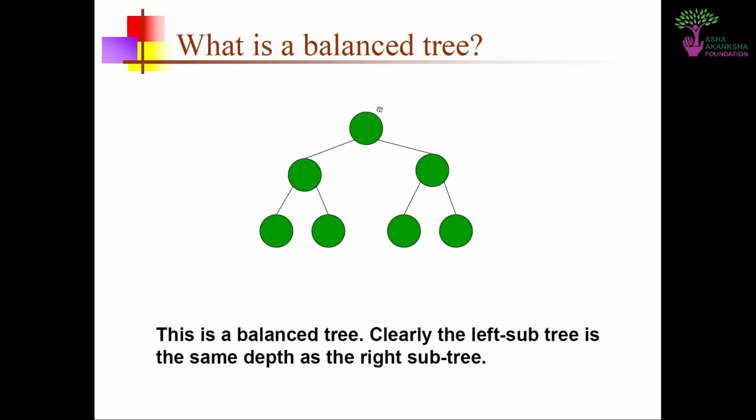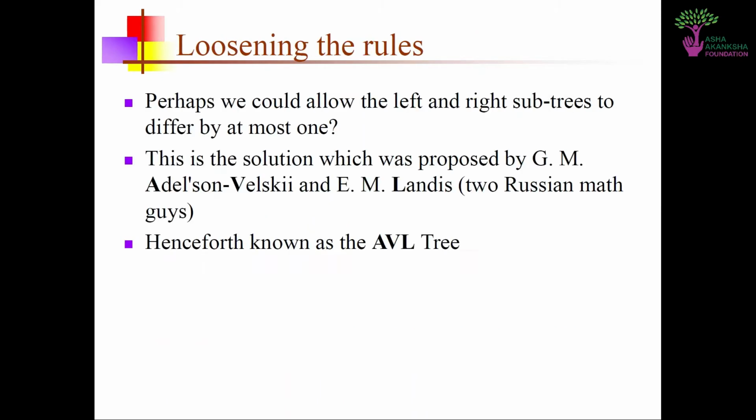a geometric progression of 2 to the power. So at the first level, there are 2 to the power 0 nodes. At the second level, there are 2 to the power 1 nodes. At the third level, there are 2 to the power 2 nodes. So only in the addition of these powers, only in that case can we have a perfectly balanced tree.